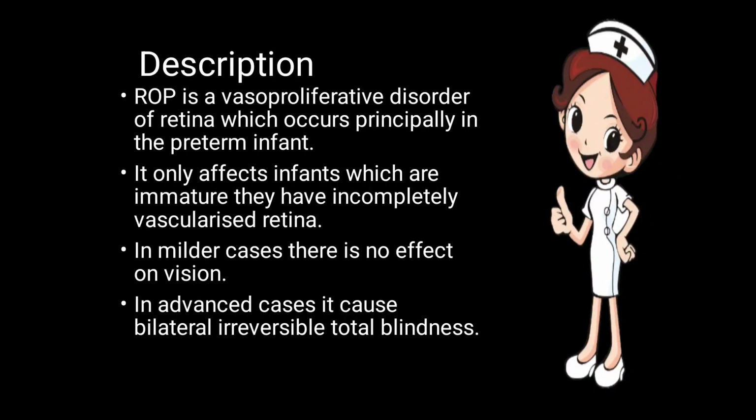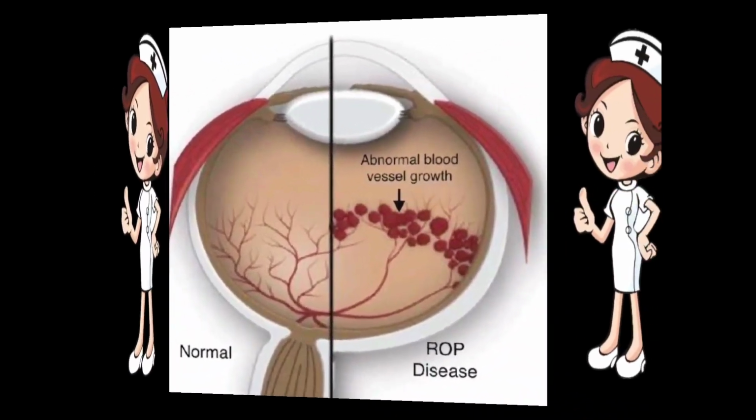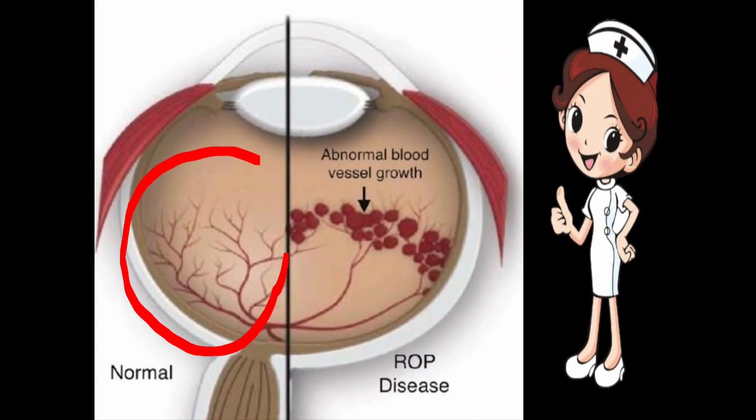It is a vasoproliferative disorder, meaning it is a kind of disorder which affects the abnormal growth of the blood vessels. In this, abnormal growth of the blood vessels takes place in the retina. It only affects those infants who are immature, who are born before the 9 months period, and they have incompletely vascularized retina.